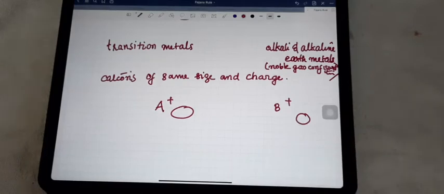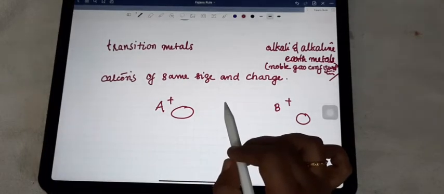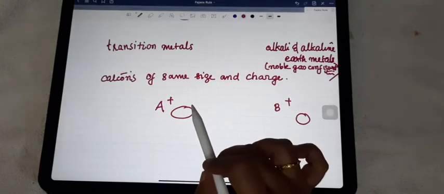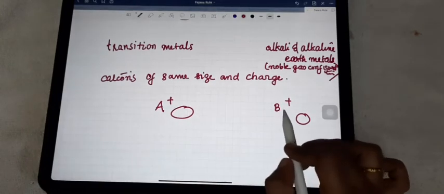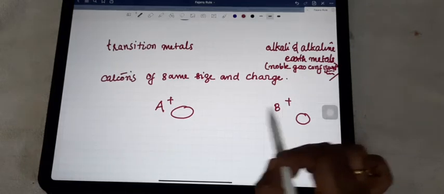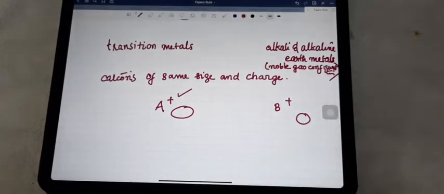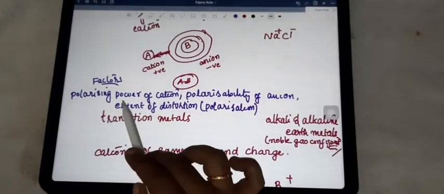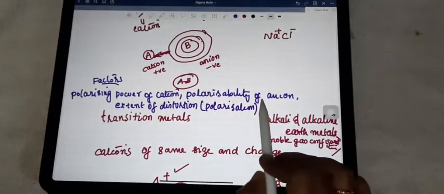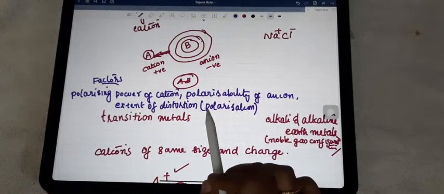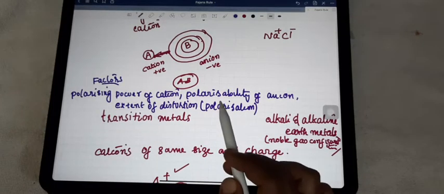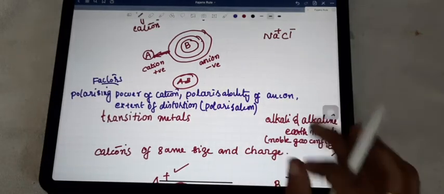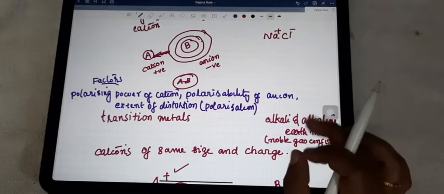So when you check that, you can see that the transition metals have more polarizing power than the alkali and alkaline earth metals. These transition metals have more polarizing power. Thus, we can conclude that the polarizing power of the cation, polarizability of the anion, and extent of distortion, which I will explain now, are the three factors determining the percentage of covalent character in an ionic bond.